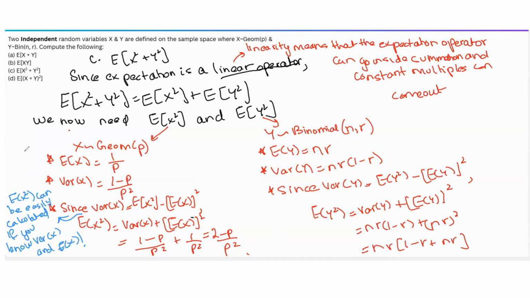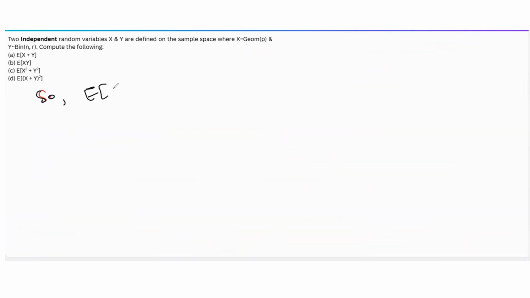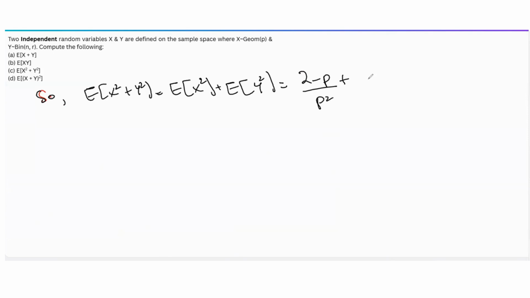So now we can simply write the expected value of x squared plus y squared. Using the fact that expectation is a linear operator, we can write this expectation as a sum of expectations, and we just found that the expected value of x squared is (2 minus p) by p squared, and the expected value of y squared is nr(1 minus r plus nr). Right, so in this way we found the expected value of x squared plus y squared.